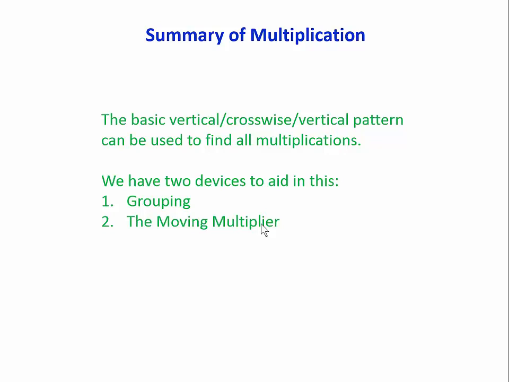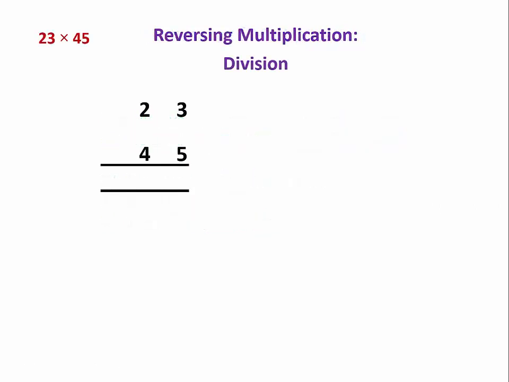So that's it. The basic vertical crosswise vertical pattern can be used to find all multiplications. In fact, you can use them on algebraic products as well. And we've been using 2 devices, the grouping and the moving multiplier. So next I'm going to show how we can do division. Division is simply the reverse of multiplication.